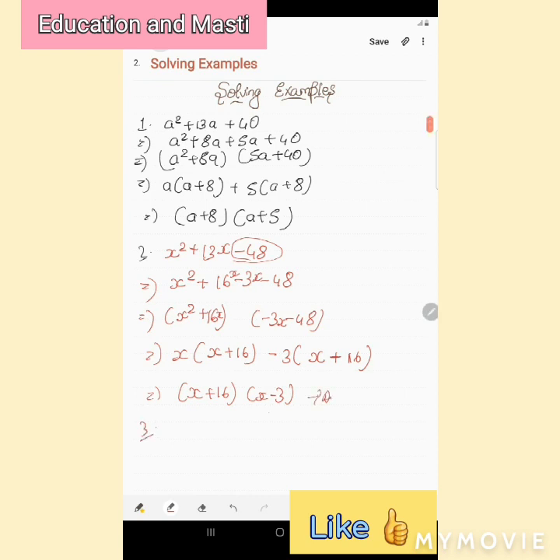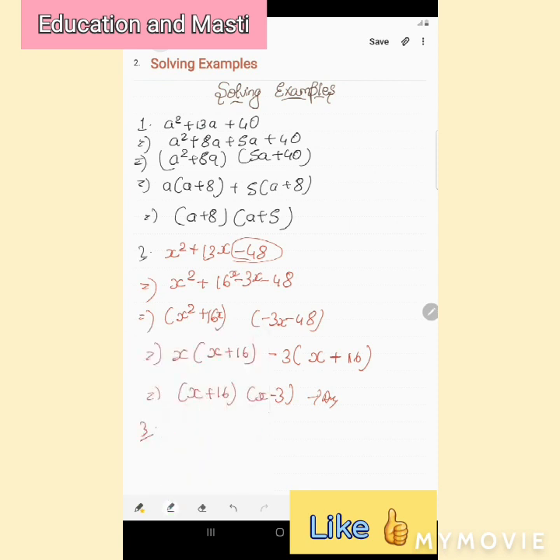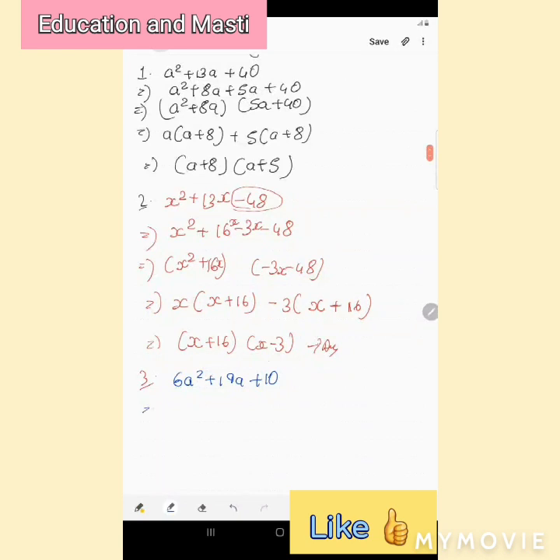So this is the answer here. Okay, so the next question, let's take the next question. Let's take the question 6a square plus 19a plus 10. Now let's solve this question.